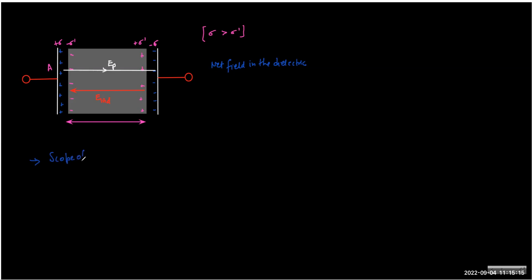So we need to remember that the scope of the electric field of the dielectric is the dielectric itself. Therefore, beyond its volume, the field will be only due to the plate. So just outside the dielectric, the field that we get is due to the plate. Is this clear, guys?